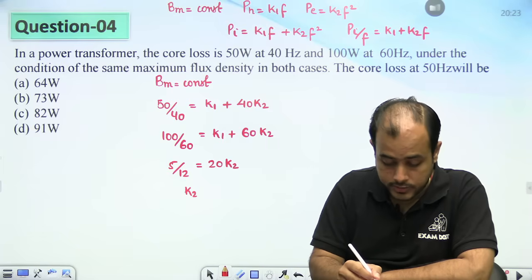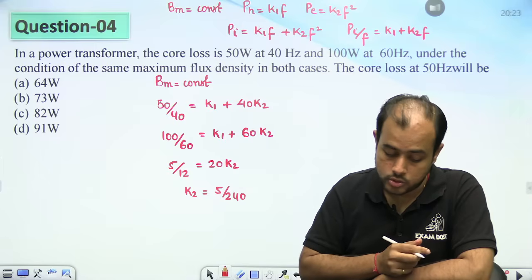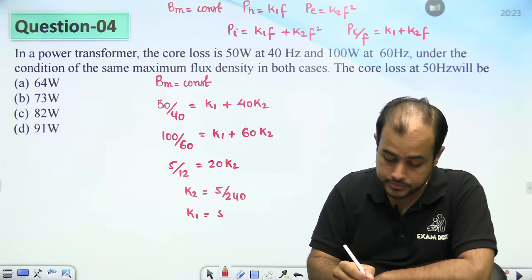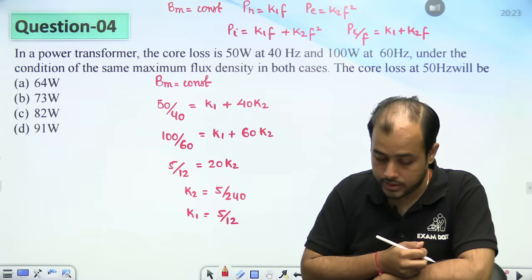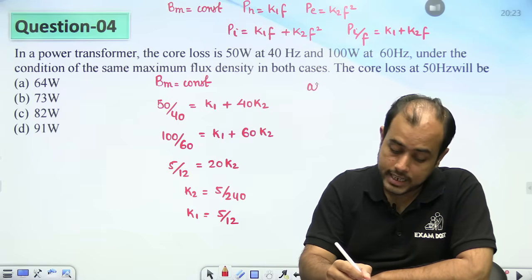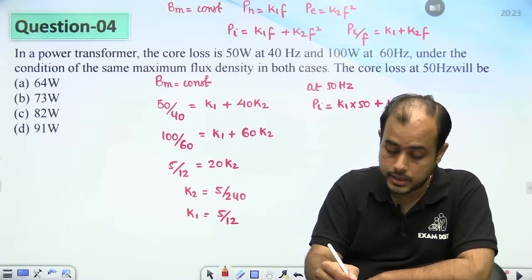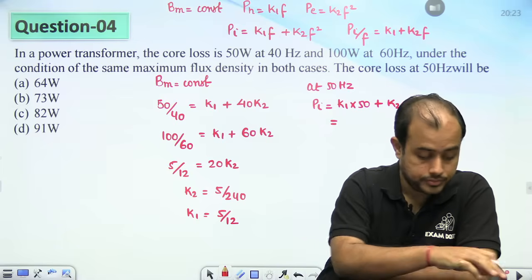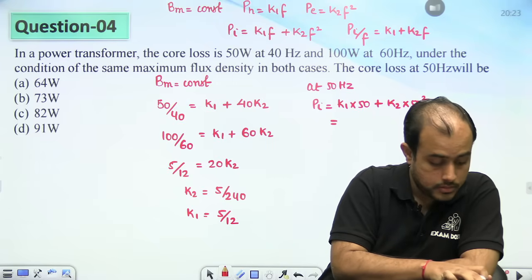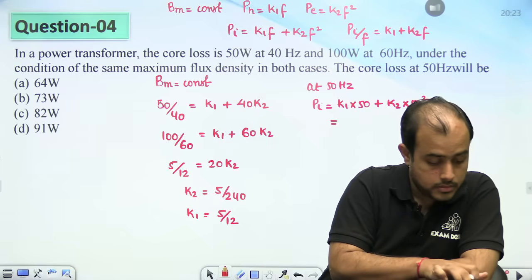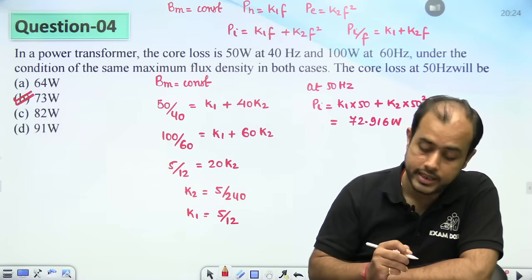So that means K2 is 5 by 240. So 5 by 4 minus 5 by 6. So 1 by 4 minus 1 by 6, 2 by 24, 1 by 12. 5 by 12 plus 5 by 6. 10 by 12, 15 by 12, 5 by 4. Okay. So now at 50 hertz beta, iron loss is K1 into 50 plus K2 into 50 square. 72.916, 73 watt. Very good everyone.